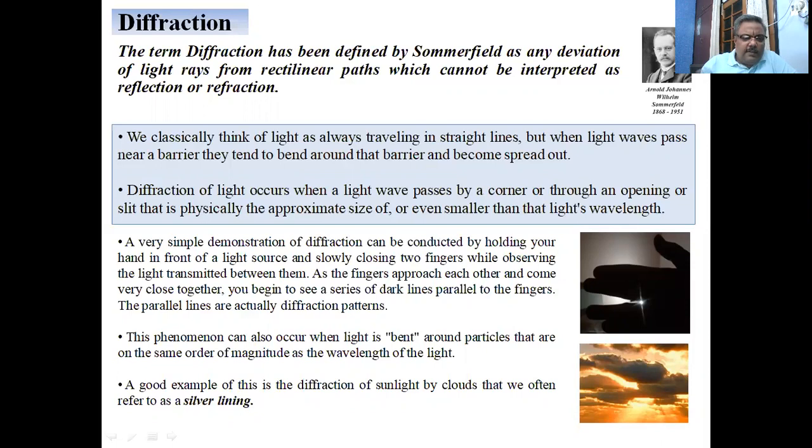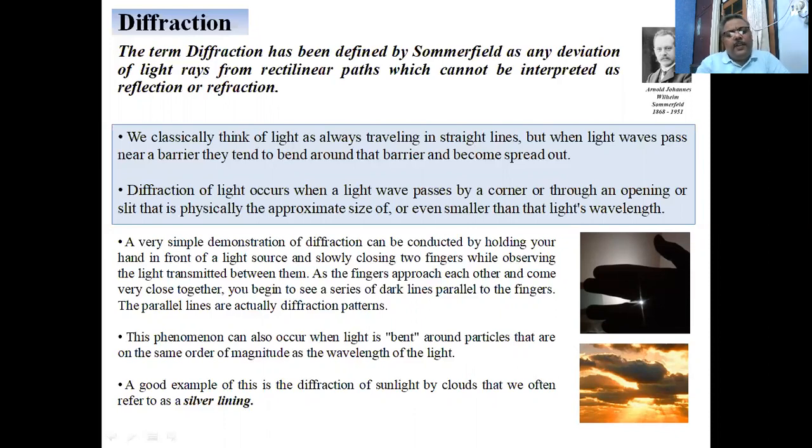So further, based on this criteria, people define diffraction of light as that which occurs when a light wave passes by a corner or through an opening or slit that is physically the approximate size of, or even smaller than, that of light's wavelength. So this is something more specific. In most of the books, you will find diffraction being defined as bending of light around the edges. So diffraction is simply the change in path of light when it crosses through an edge or certain sharp object.